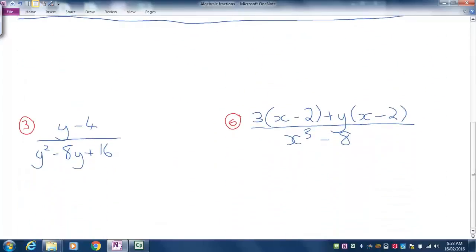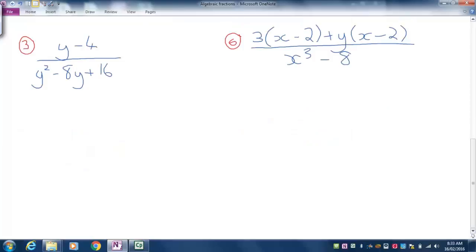There's some slightly trickier ones here that involve slightly harder factorising. So I'll leave that y minus 4 on the top. Then on the bottom, y squared minus 8y plus 16. That's actually a perfect square.